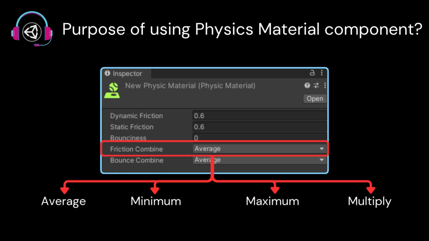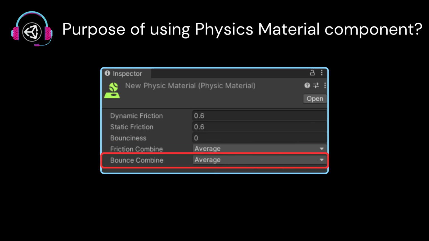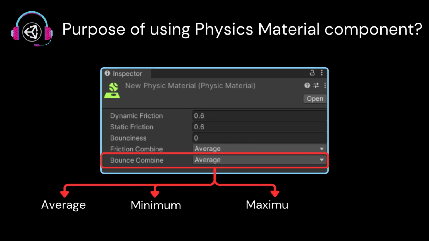Same as the friction combine mode, we have a bounce combine mode, but for bounciness. It also has average, minimum, maximum, and multiply options. If a rubber ball with bounciness 1 falls on the ground, which has bounciness 0.2, if set to minimum, the rubber ball has a low bounce. If set to maximum, the ball has a full bounce back.